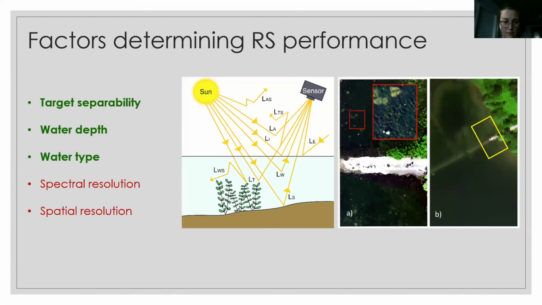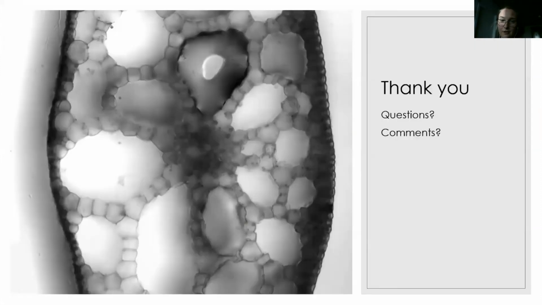So here to summarize, in terms of target separability, the classification by species is definitely possible and accuracy is improved with coarser groupings. The water depth can be addressed by focusing on the visible portion of the spectrum. Water type can be addressed by focusing on the extremities of the visible portion of the spectrum. And I still have work to come on how spectral and spatial resolutions affect the success of aquatic remote sensing. Thank you all for your time and attention, and I'd love to answer whatever questions you have.